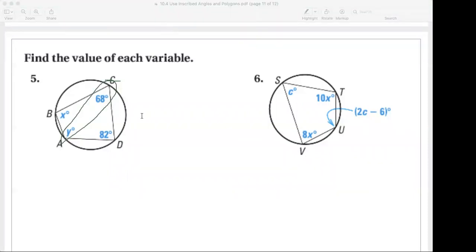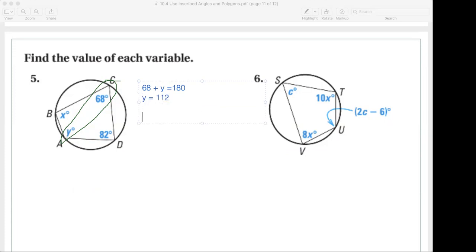So I would write my equation because I see opposite angles are supplementary. 68 plus Y equals 180. So then Y would equal whatever 180 minus 68 is. 112.